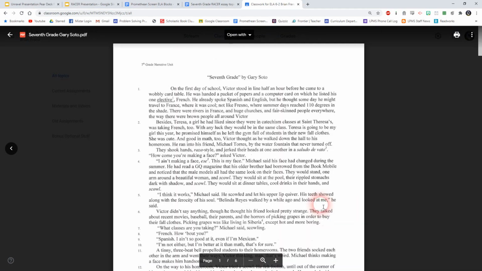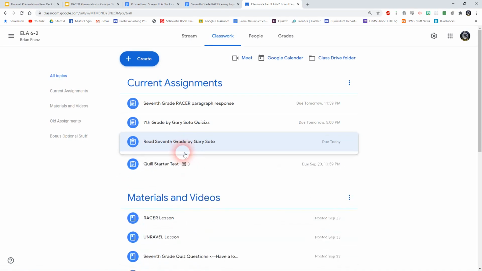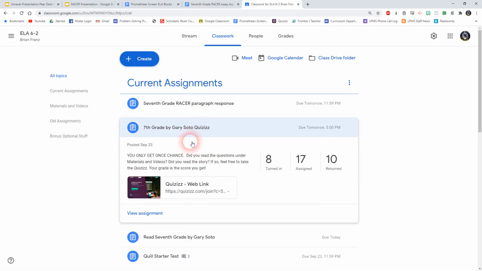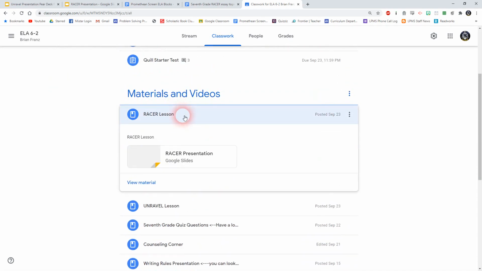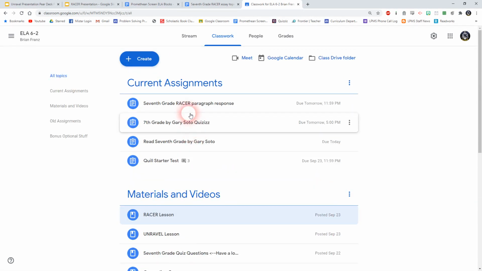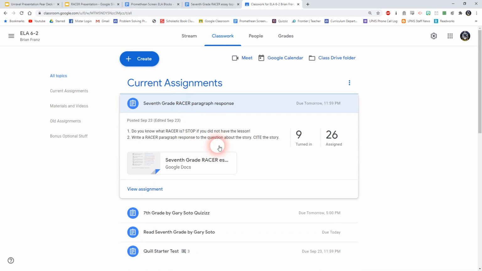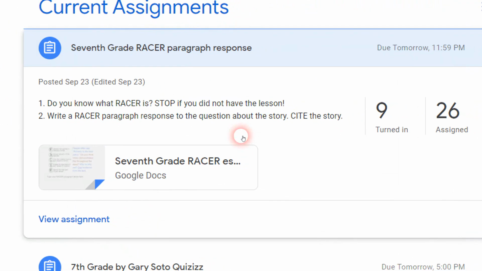You can read it using the text here if you didn't, and of course you can listen to the audio. I already discussed that the other day. Do not forget to take the quiz on Quizizz. I think I probably already said this. If I didn't, I'm just going to repeat myself. The questions for that are down here. Hey, look, there's the RACER lesson. If you really want to review my lesson, you can see it there. There's the Unravel one too. And here's where that RACER paragraph is, on your assignment. It's right here, the top assignment.